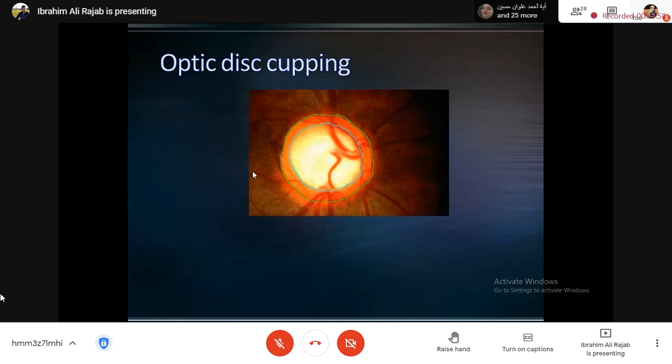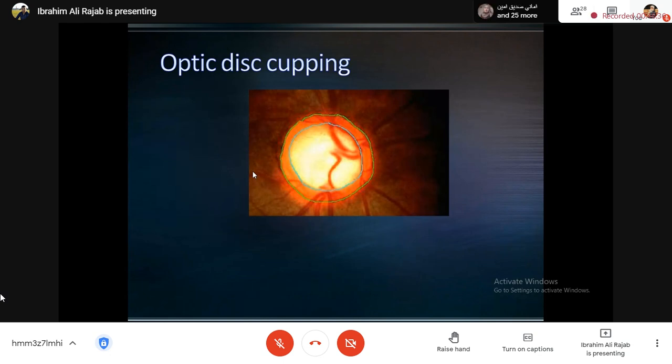As I said, we have what is called the optic disc cup. The optic disc cup is normally present in all of us. We have this normal distribution of neuroretinal rim and cup, but the size of the cup should not exceed 30% of the total vertical diameter of the disc. If the size of the cup is more than 30% of the total vertical diameter, we should regard this optic disc as suspicious.